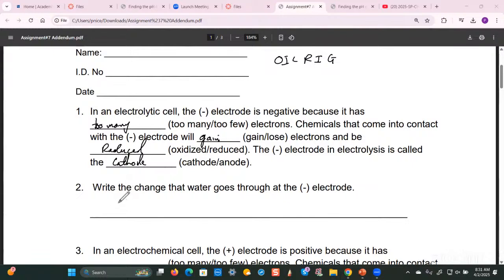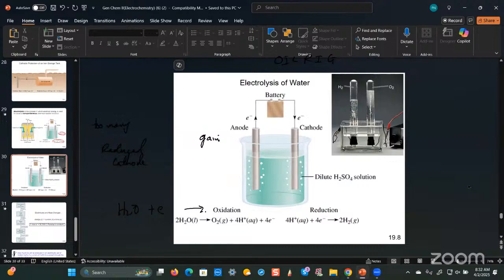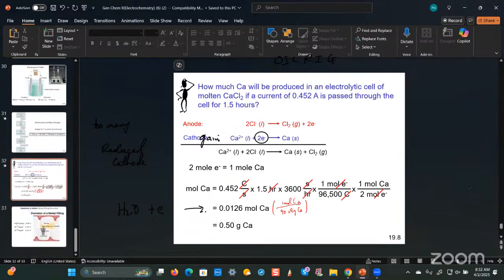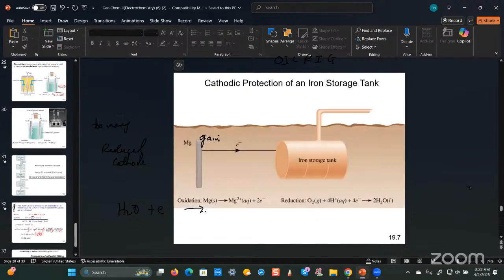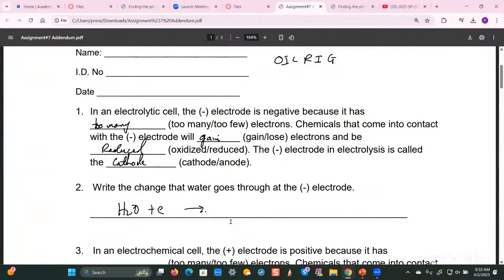So basically, it's going to be water plus electrons. So what do you think the products are? I think I went through that. Let me see if I covered that in the PowerPoint. Oh, no, I didn't. To answer that question, you'd have to go through the table and look for the half reaction that deals with the reduction of water. So in the interest of time, I will tell you what that reaction is.